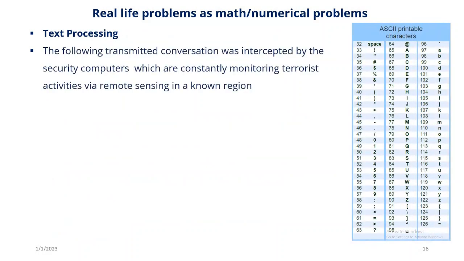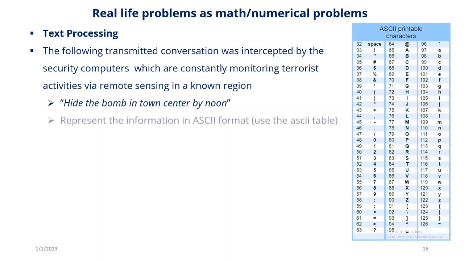So we are still looking at text processing. The following transmitted conversation was intercepted by security computers which are constantly monitoring terrorist activities via remote sensing in a known region. This is a very practical scenario. "Hide the bomb in town center by noon." Is it possible for us to detect this information automatically using the ASCII codes?